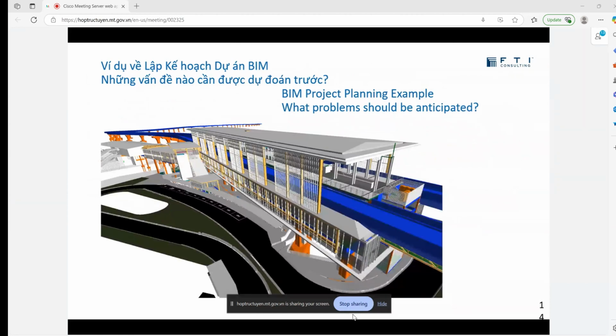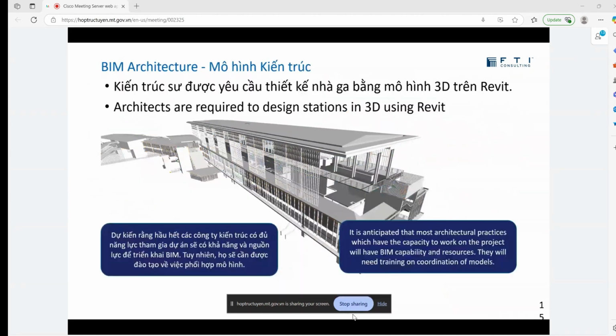This is an elevated train system that we worked on in Malaysia. You can assume that the architects will be able to work in 3D. It is not unusual that the architects will work in 3D anyway. So the architects will have the ability to do the models, but they will not be experienced in coordinating train systems or railway systems. And not many architects have worked on high-speed rail. So the architects will require training and support when it comes to the coordination, particularly with the engineering teams.